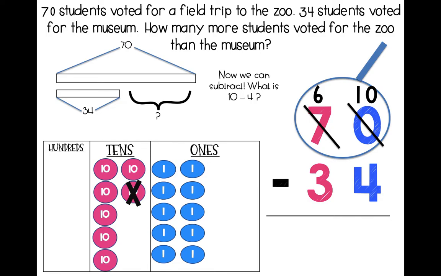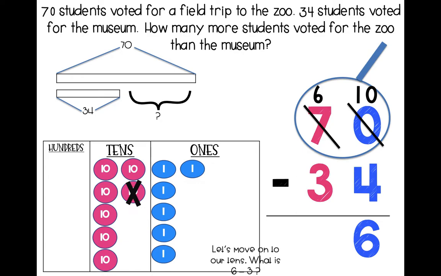Now we can subtract, again starting with our ones place. What is 10 minus 4? If you're not sure, cross off 4 ones on your place value chart to find your answer. 10 minus 4 is 6, so we're going to record our 6 below the line in the ones place. And now we can move to our tens.